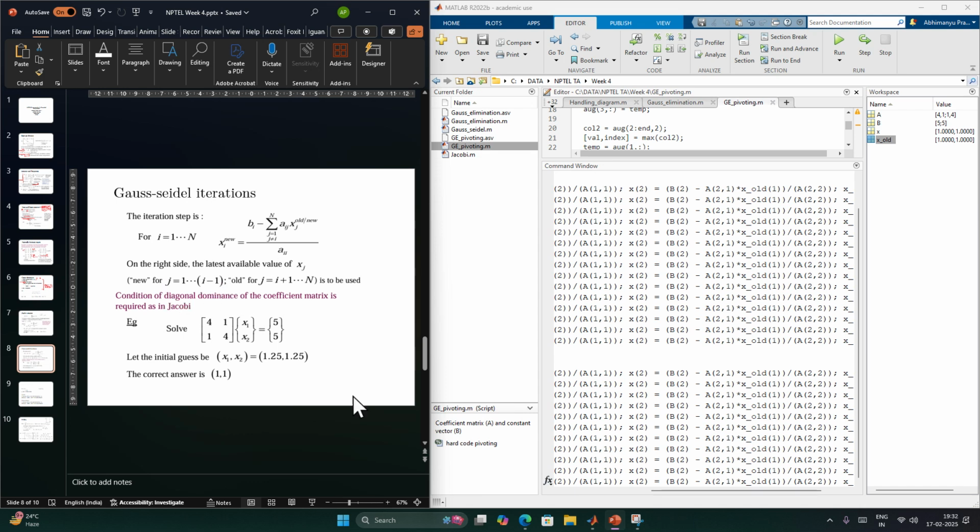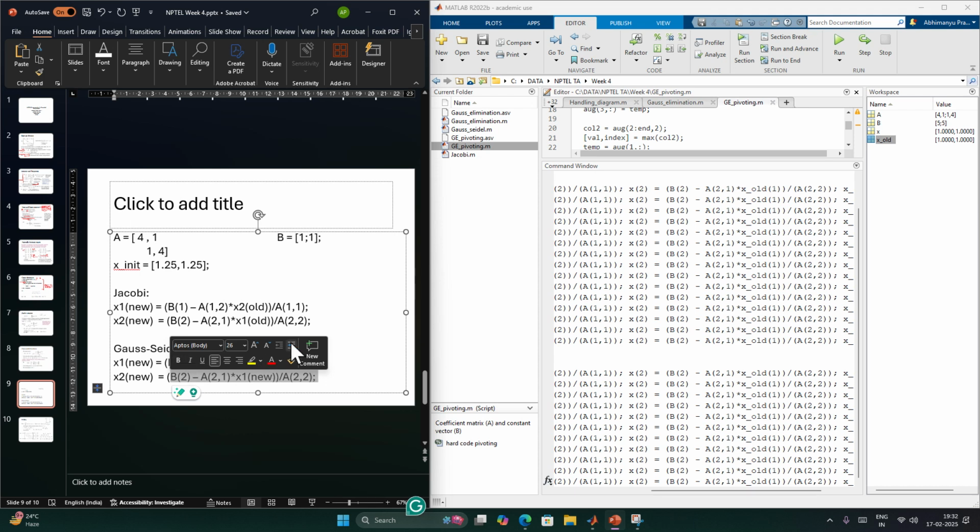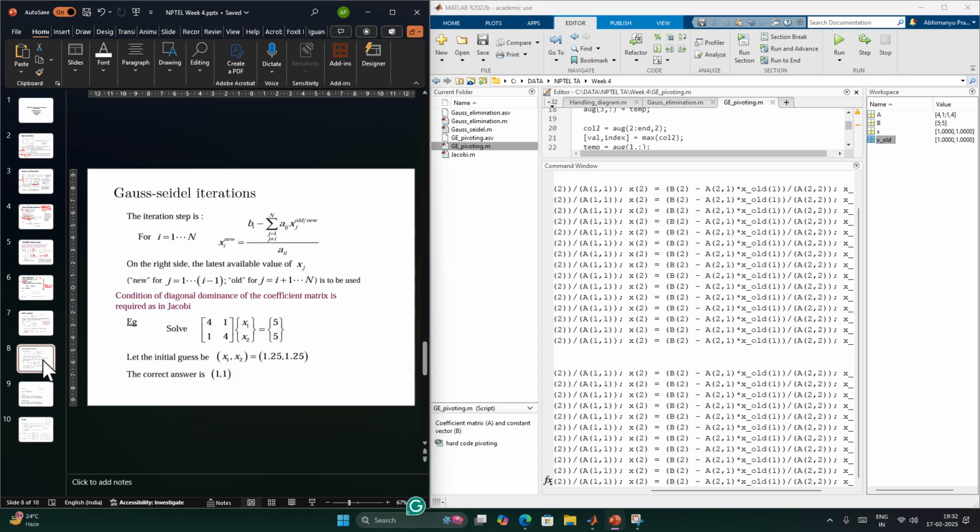So this is a 2 cross 2 problem, right? For the first one, we are using the old value, and for the second one, we are using a newer value. If it would have been a 3 cross 3 problem, then suppose I am talking about the ith problem, right? So j is equal to i. For i minus one number of these x values, I will be using the newer ones because I am starting from the beginning, right?